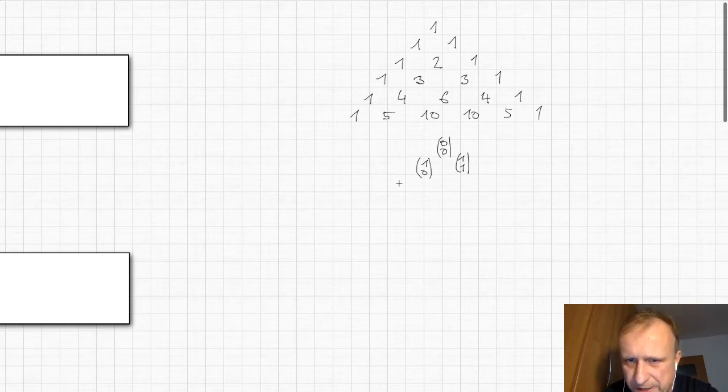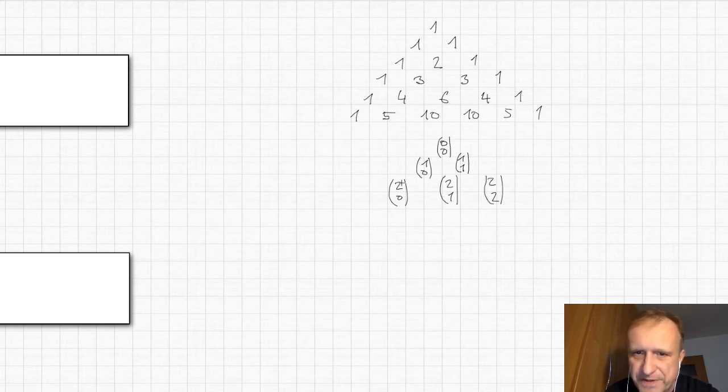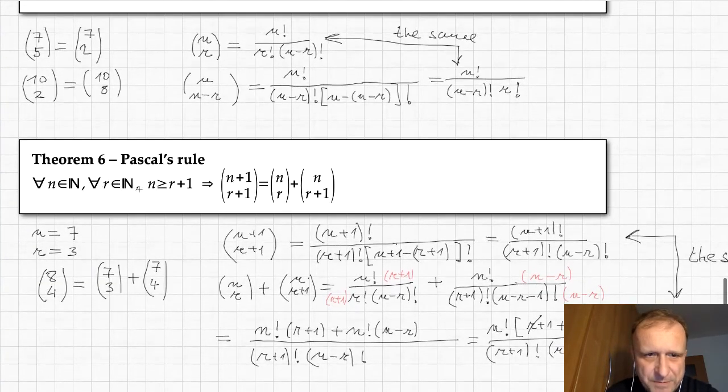Now let me go for the third, actually zeroth, first, second row. In the second row we have 2 choose 0, which is this one. We have 2 choose 1, and we have 2 choose 2. According to the first theorem, this is 1, and this is 1 according to the second theorem. How about this number? This number, 2 choose 1, should be the sum of this and this. And this is actually the thing which is claimed by this last Pascal's rule, which says that n plus 1 choose r plus 1 is always n choose r plus n choose r plus 1.